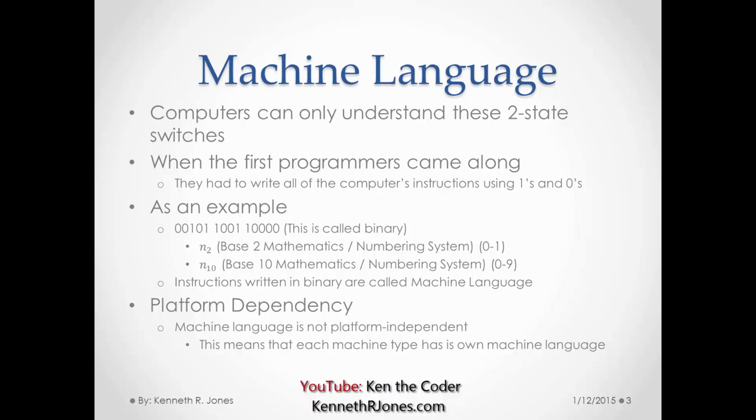It's base 2 mathematics, meaning that there's only two numbers that are possible, either 0 or 1. To help you understand this, you can think about normal mathematics, which is a base 10 numbering system, which uses the numbers 0 through 9. Okay, so binary just uses the numbers 0 and 1, so it's a base 2 language. Instructions written in binary are called machine language.